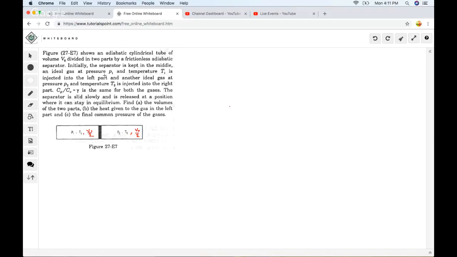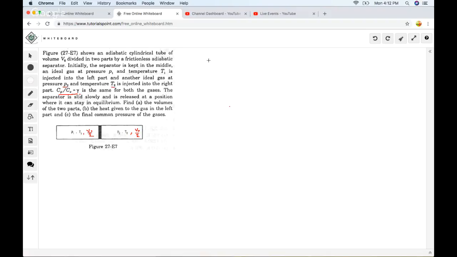So an ideal gas at pressure P1 and T1 is injected into the left part, and another ideal gas at pressure P2 and temperature T2 is injected into the right part. Cp by Cv is also given to you, which is the same for both the gases. The separator is slid slowly and released at a position where it can stay in equilibrium. You need to find the volumes of the two parts when it stays in equilibrium. Okay, that is part A of the question.